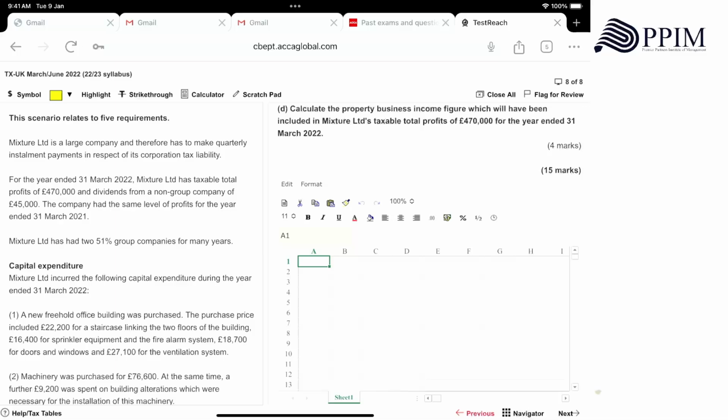They have given another table. Below there is a paragraph on property business: advertising, insurance, premium grant. So they have given everything. What should we do? Do the calculation, like what is relevant for this year.